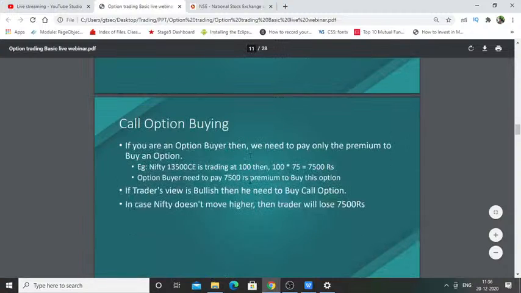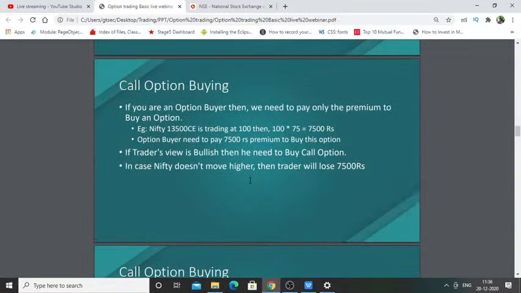Now let's get into call option buying: when you have to buy a call option, when you have to sell a call option, when you have to buy a put option, and when you have to sell put options. These things we are going to have a look at now. So, call option buying.